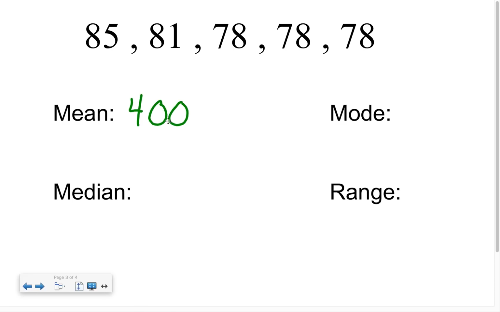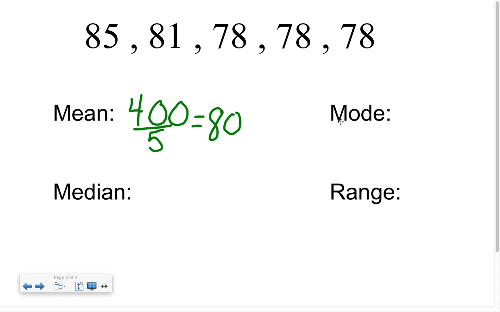Now, our average is not 400. None of these scores are even close to 400. We have 5 scores here that add up to 400, so we have to take this value and divide by 5. If we take 400 and divide by 5, it works out nicely to an average or mean of 80.